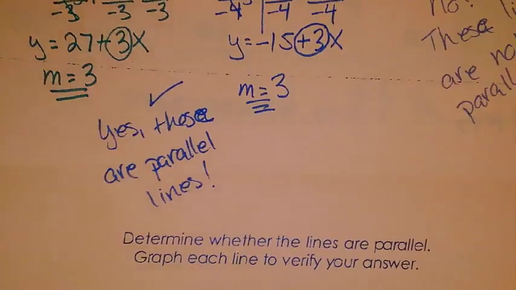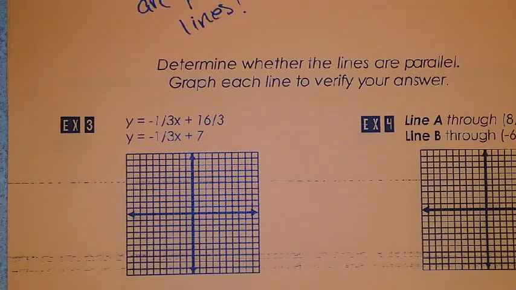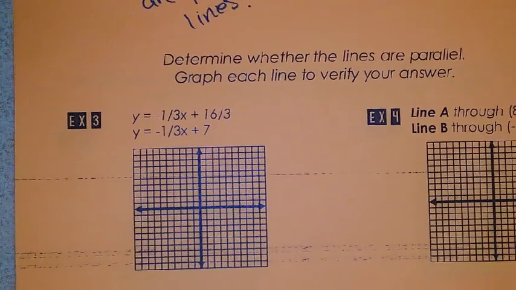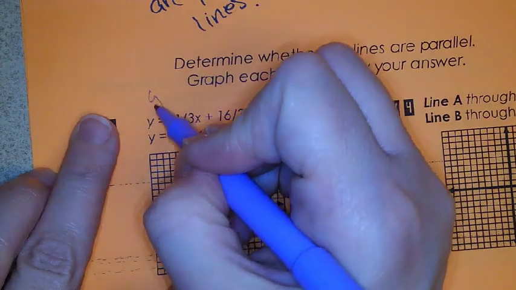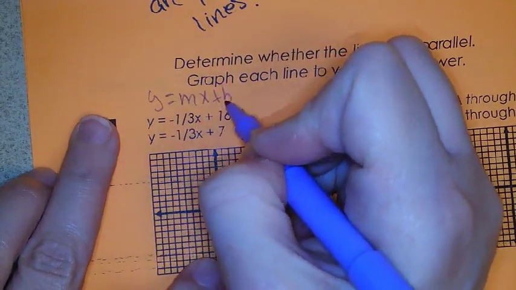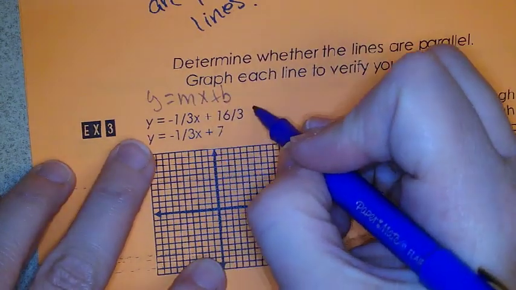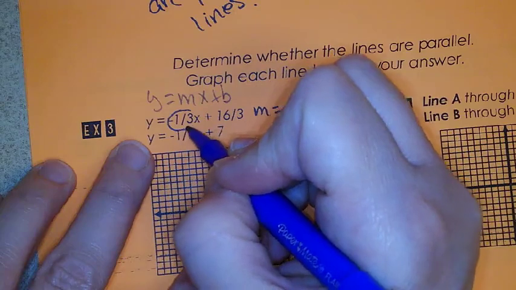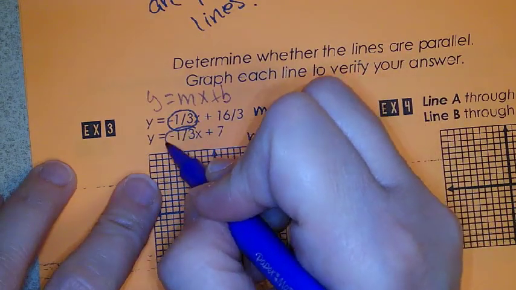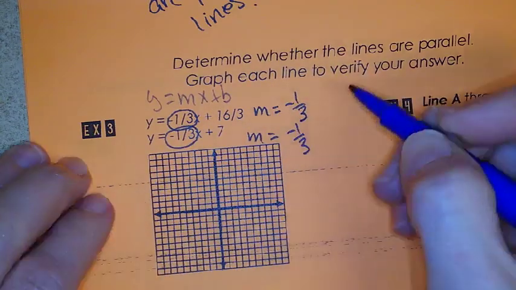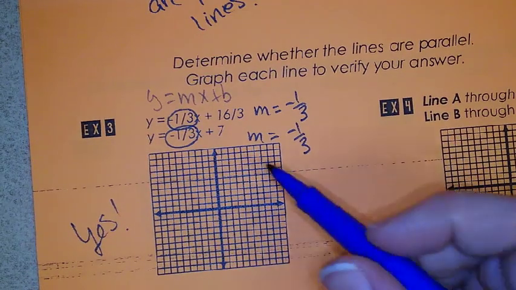Okay, so then let's look at another example down here on the bottom. It says, determine whether the lines are parallel. Graph each line to verify your answer. So we're going to look at this one right here. Because these are in y equals mx plus b form, I can just look and see what my slope is. My slope for this line is negative 1/3. My slope for this line is negative 1/3. So yes, these are parallel lines. So now I'll graph them to verify.